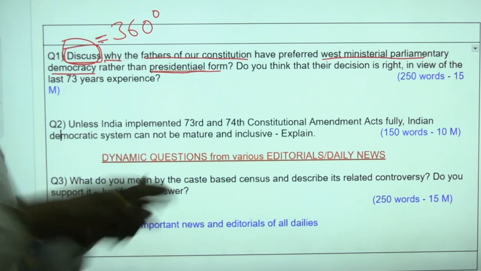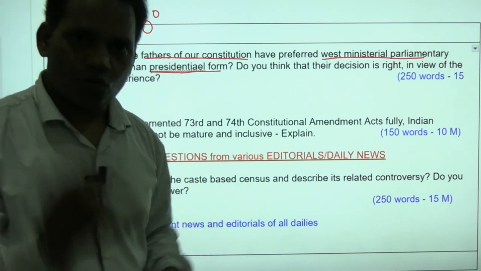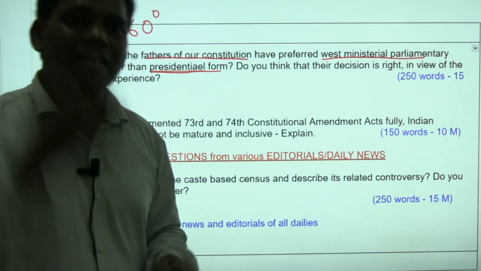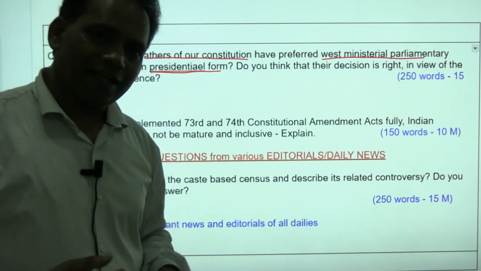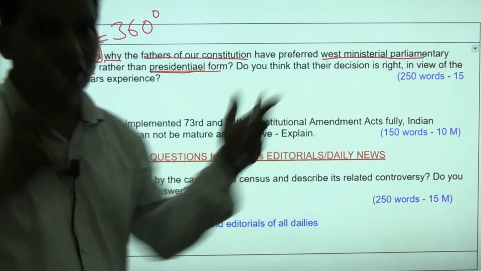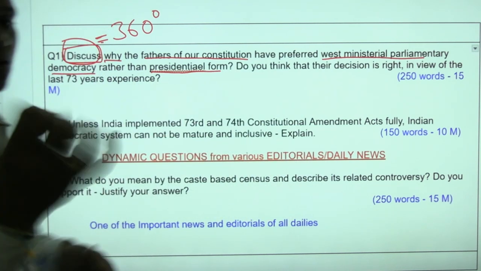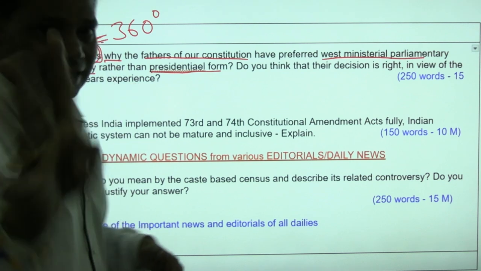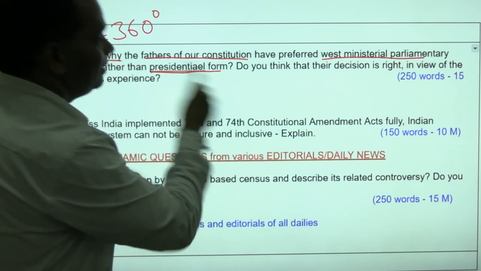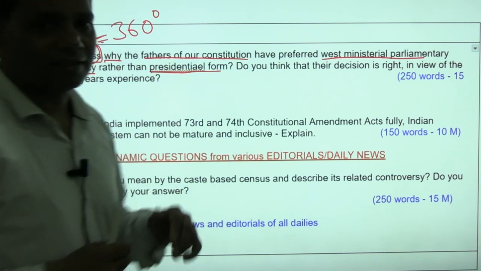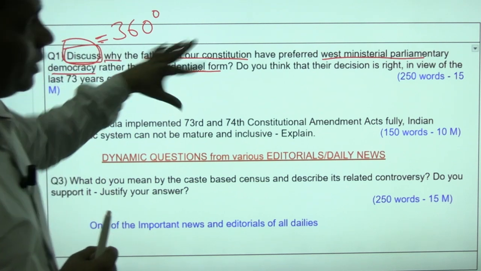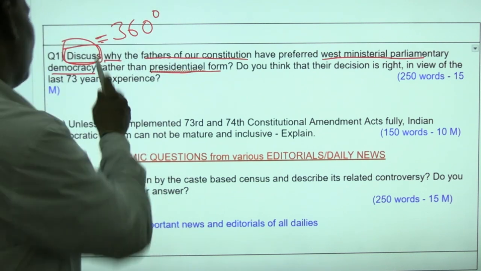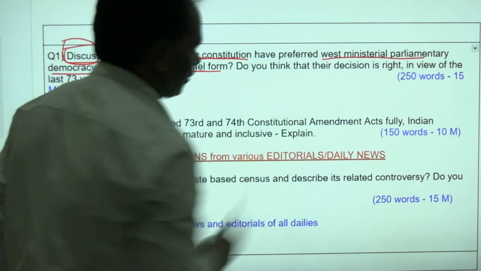Discuss is nothing but a 360 degrees approach: social, economic, political, cultural, psychological, and various aspects. Around 12 aspects are there, but mostly the social, economic, political and cultural aspects are more important as far as this question is concerned. So why did the fathers of our constitution prefer it?